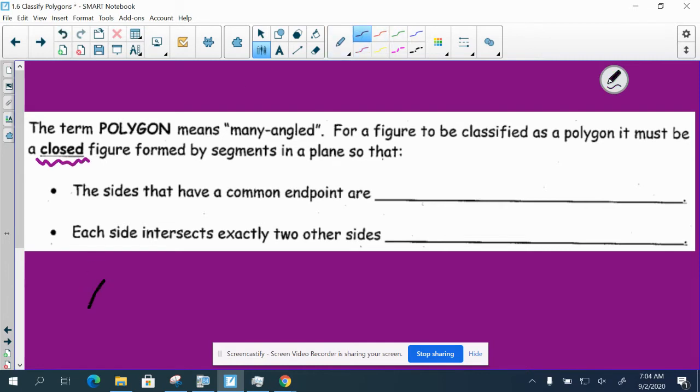So for example, that would not be a polygon because there's an open gap here. All of the vertices have to connect. It's formed by segments in a plane. Segments mean that there can't be any curves, so no curved sides. It'll have to be segments. In a plane, segments are straight.